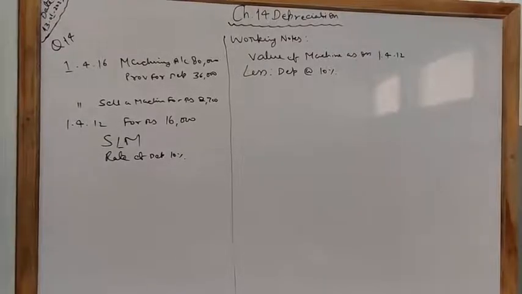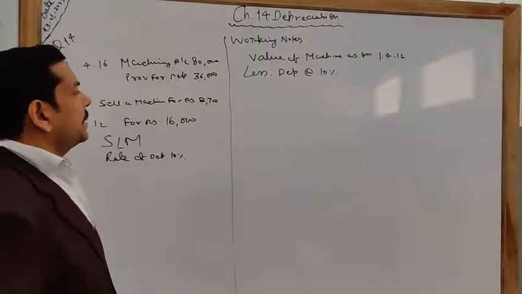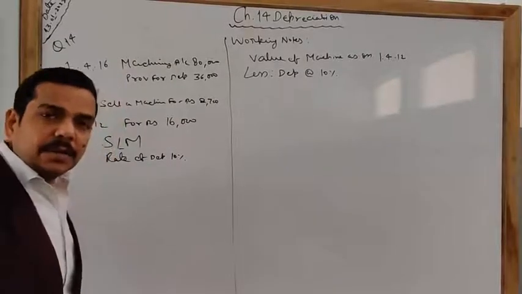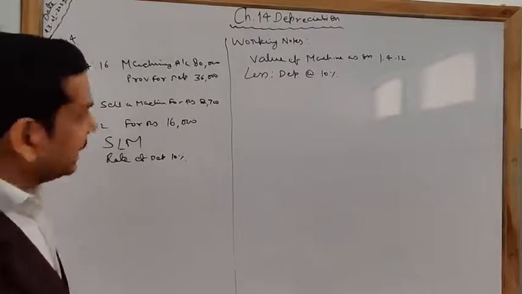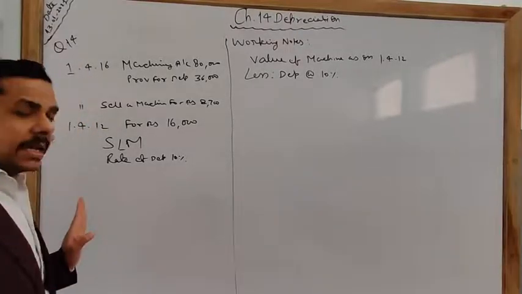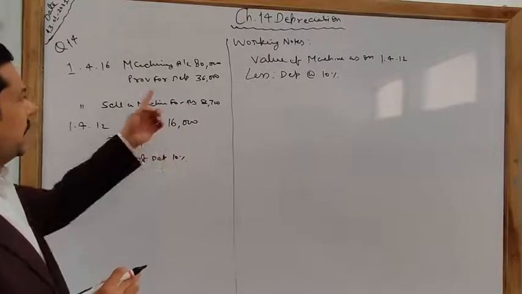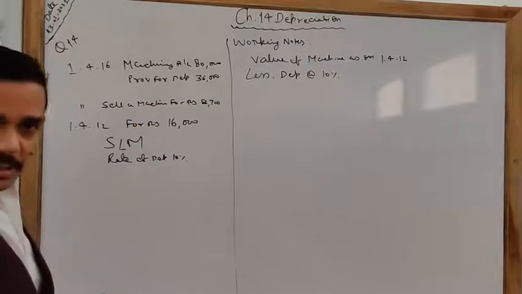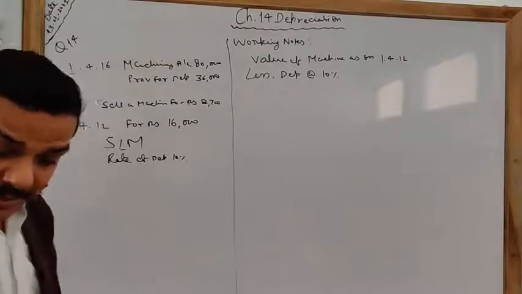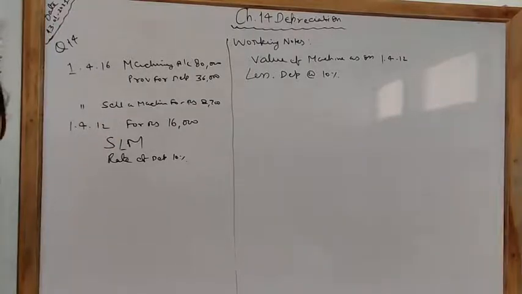Dear student, today we will continue with our chapter 14, depreciation, and today we are going to solve one comprehensive numerical, practical question number 14. Here the balance of machinery account given to us is 80,000 and the balance of provision for depreciation is 36,000. Now read the numerical. On 1st April 16 they decided to sell a machine for 8,700.